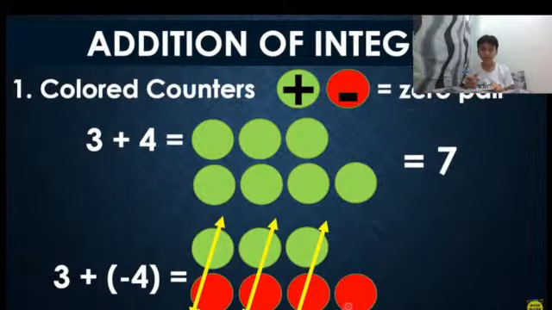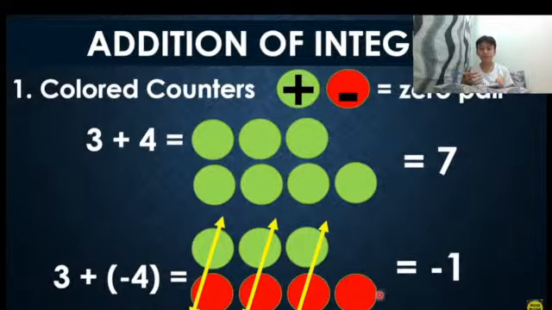So, ano na lang ang natira? Isa. Okay? Now, bakit siya negative? Kasi this is color red. And our representation for negative is red. Okay, so yun yung ginamit natin. Next.